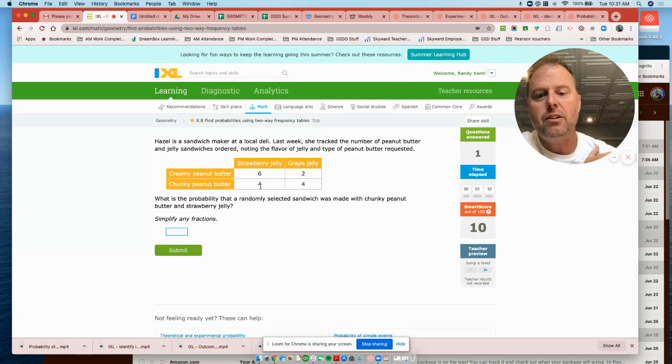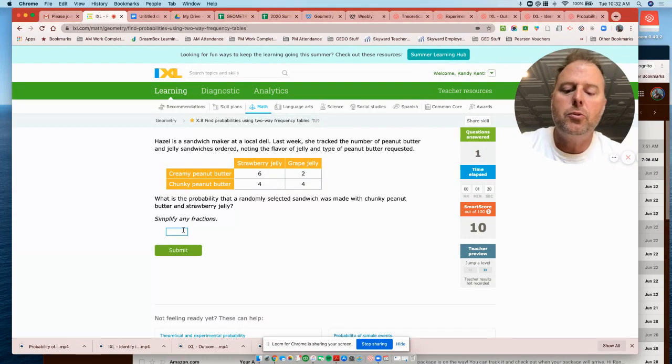That would be, it looks like 4. How many total do we have here? We have 8, 14, 16. So we have 4 out of 16. 4 out of 16, which is reduced to 1/4.